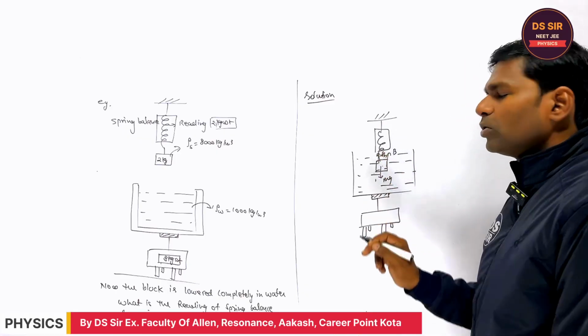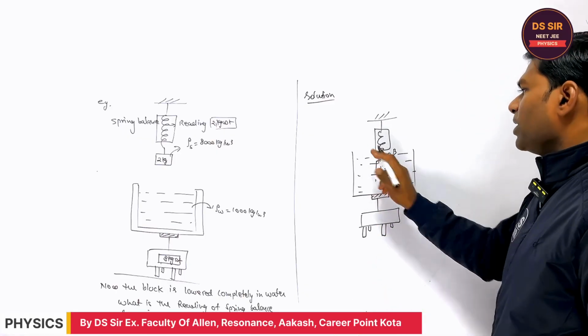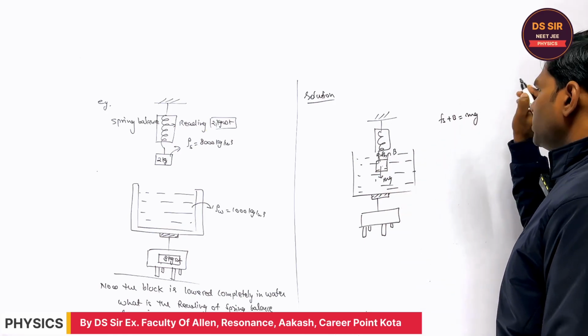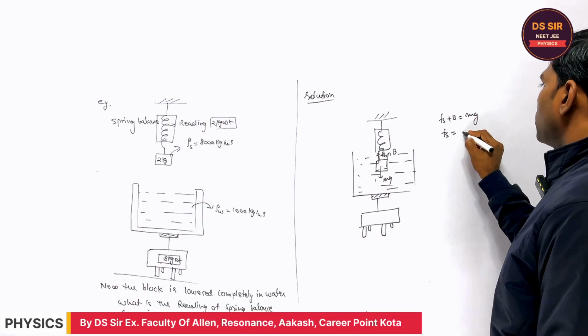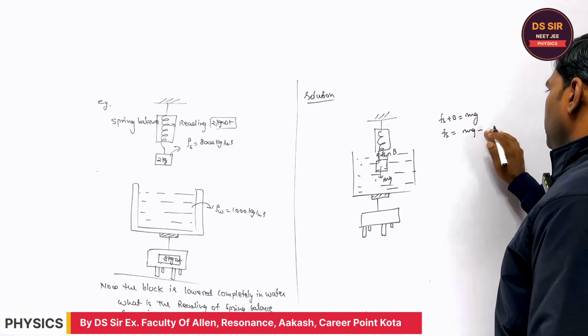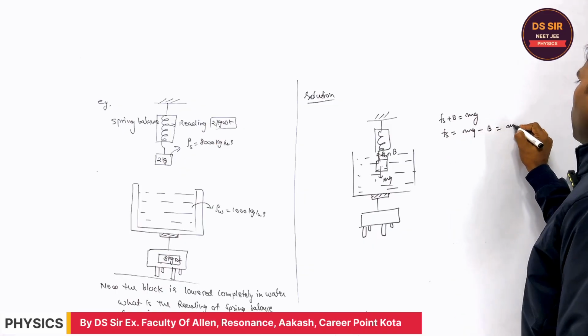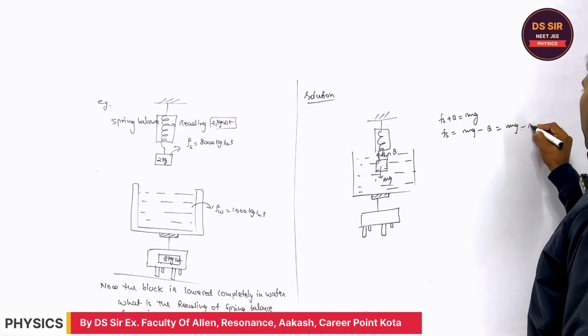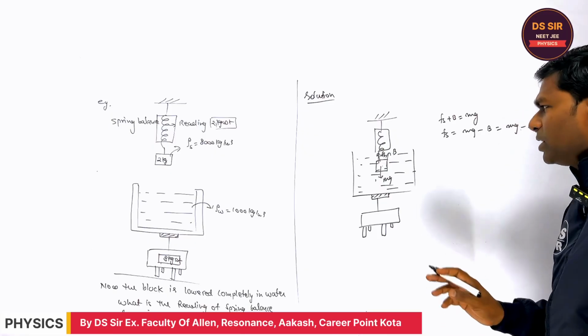So the spring force will be the reading of the spring balance. So Fs plus buoyancy is equal to what? Say mg. So the spring force will be equal to mg minus buoyancy, which will be equal to what? Mg minus m dash g. Is it clear or not?